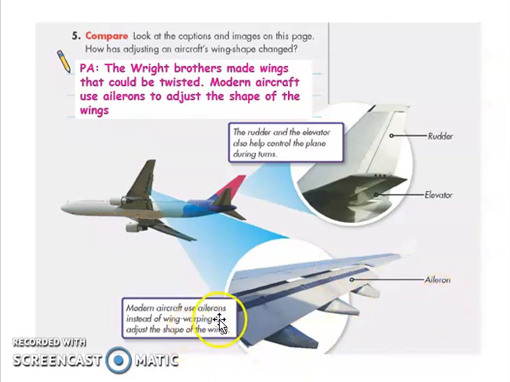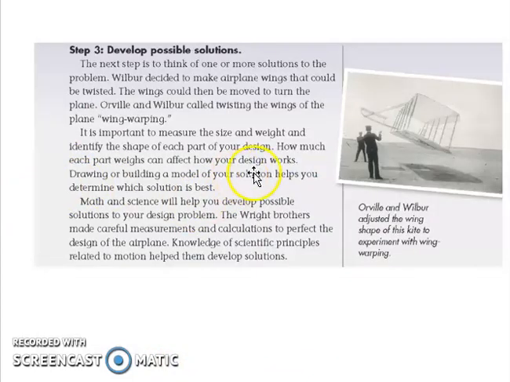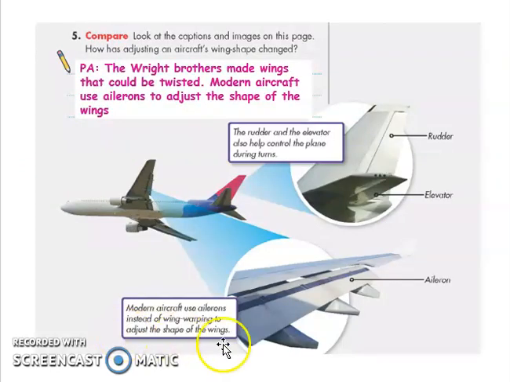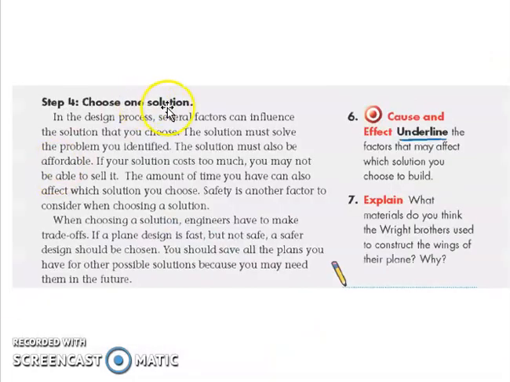It says here the modern aircraft use aileron instead of wing warping. Before, the Wright brothers were using wing warping in the kite, but now they are using this one to adjust the shape of the wings of the airplane. At the same time, it could adjust the motion of the airplane. So the next step is choose one solution. You need to choose one solution so that you could test it.